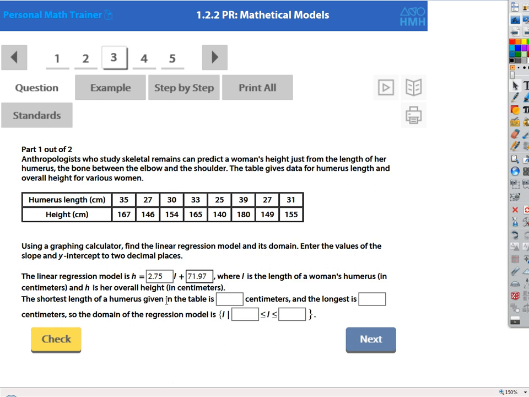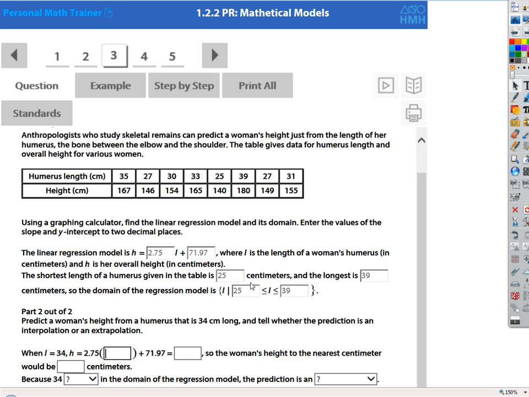And then let's see, the shortest, okay, so that part's done. The shortest length of a humerus given, if we look at the values of L, is 25. The longest is what, 39? Yeah. So that's going to be our domain, isn't it? That's the domain of our data. So then our domain is just going to be L is greater than or equal to 25 and less than or equal to 39. Okay, so we check. Good. Okay, now the other part of this.